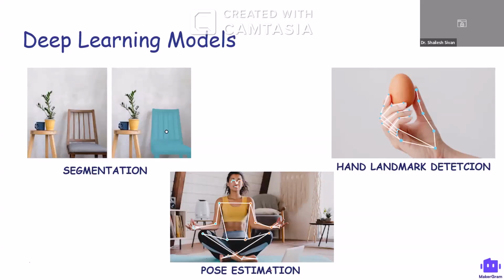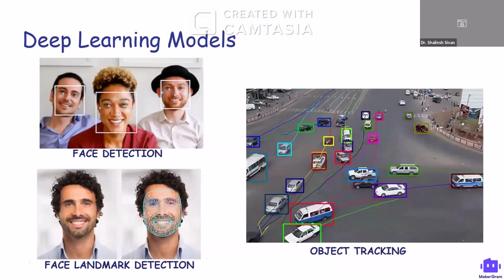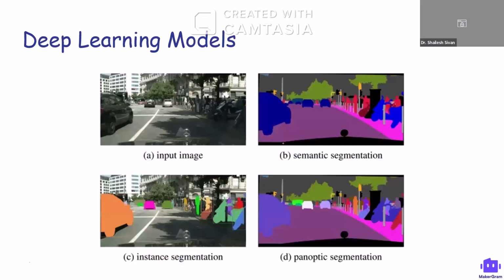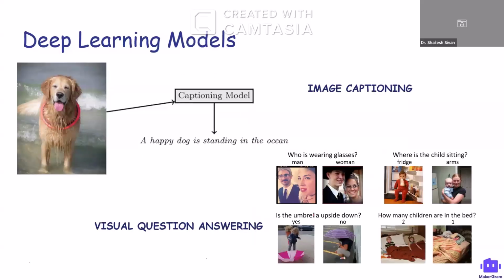Then pose estimation, landmark detection, face detection, face landmark detection, object tracking. These are the different segmentation techniques. For semantic segmentation, in an autonomous car, if you see a visual like this, the car is actually interpreting that visual like this. It will also do instance segmentation to find all the instances, then combine semantic and instance segmentation to get panoptic segmentation. So a lot of things are happening.